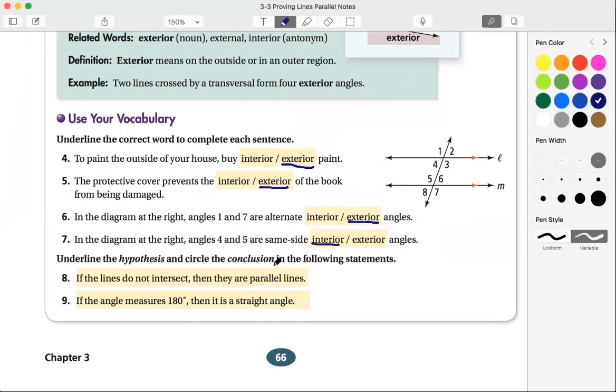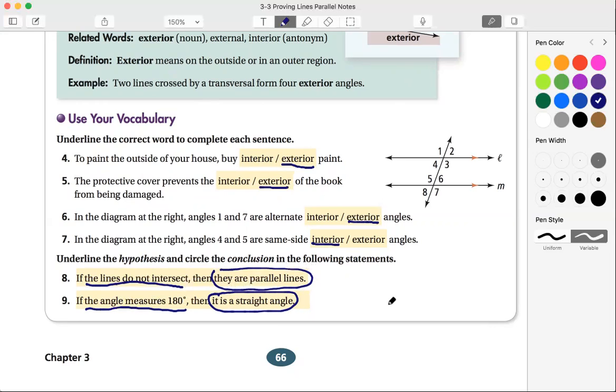All right, underline the hypothesis and circle the conclusion of the following statements. If the lines do not intersect, they are parallel lines. The hypothesis is the lines do not intersect; then my conclusion is they must be parallel lines. If the angle measures 180 degrees, then it is a straight angle. Hypothesis: an angle measures 180 degrees. Conclusion: it is a straight angle.